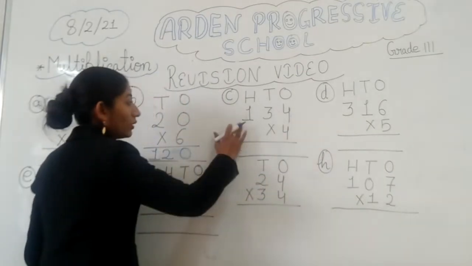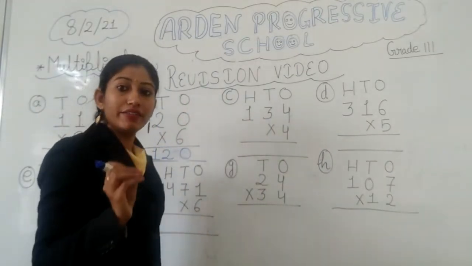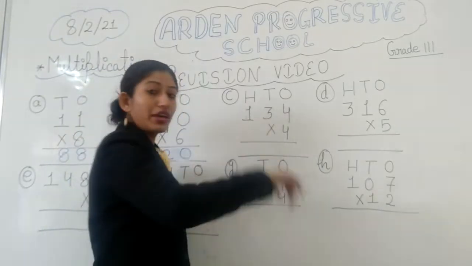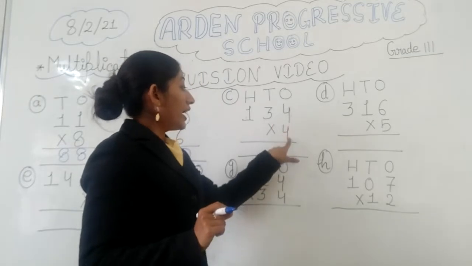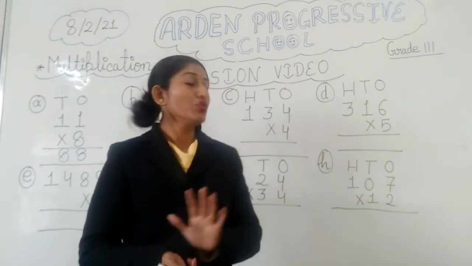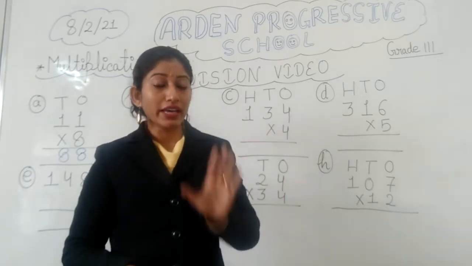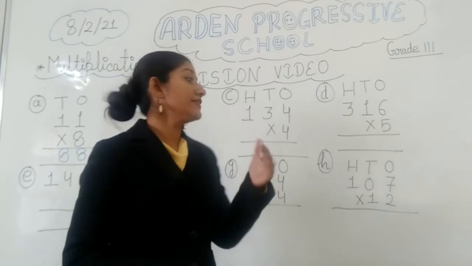What is the number? 134. And we have to multiply this 134 by 4. Acha, who can solve this? Only those students can solve this who know the tables. So again I am saying, for doing multiplication, please learn tables.